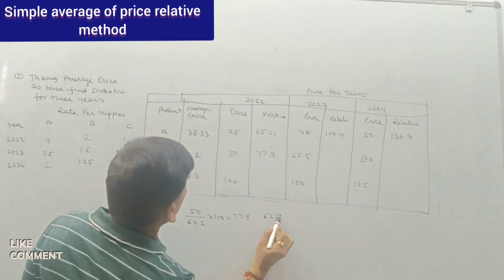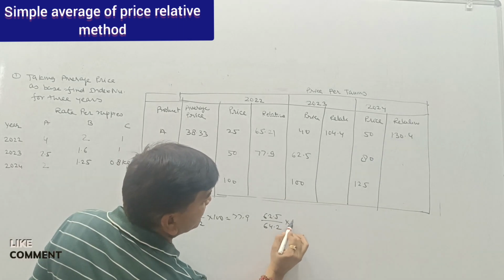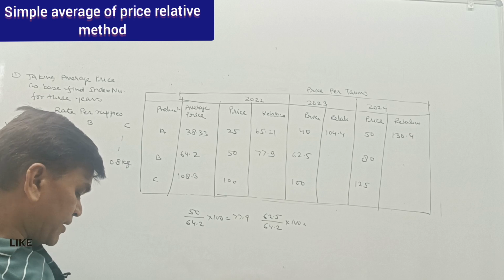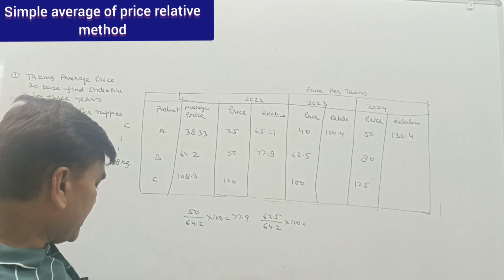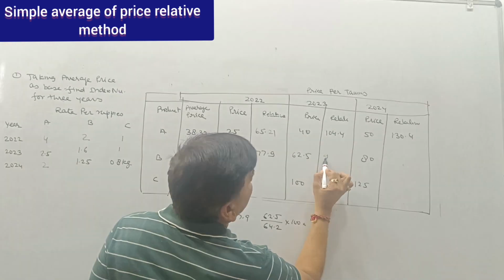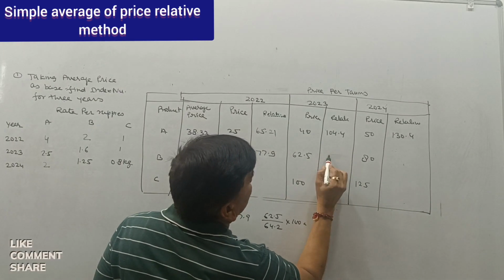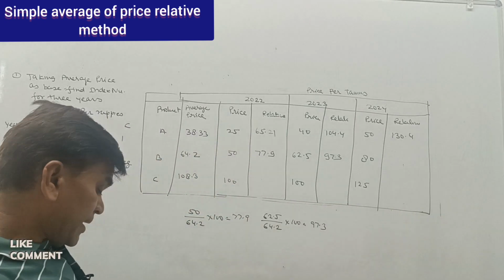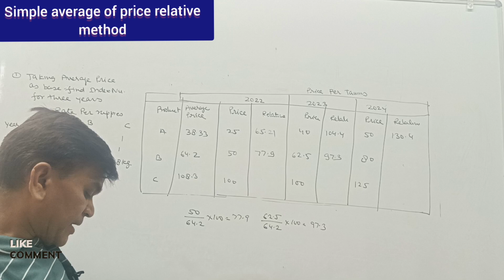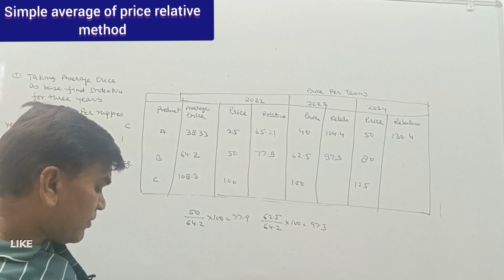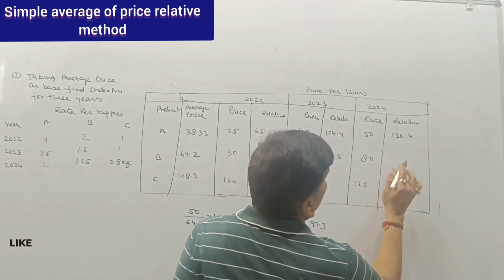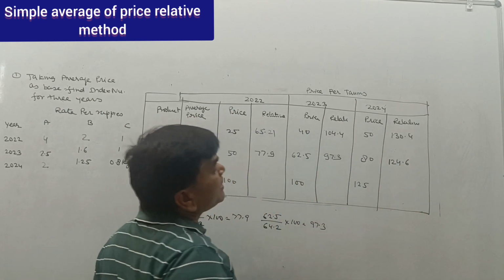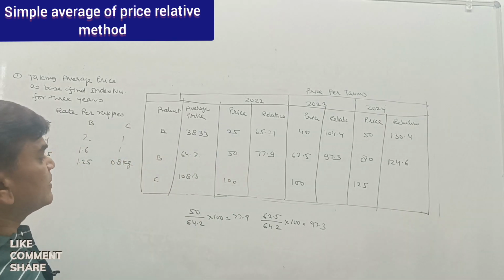Again 62.5 divided by 64.2 multiplied by 100, 97.35. So that will be 97.3. Okay, 97.3. Next 80 divided by this multiplied by 100, so 124.6. Like this you have to calculate the relatives.